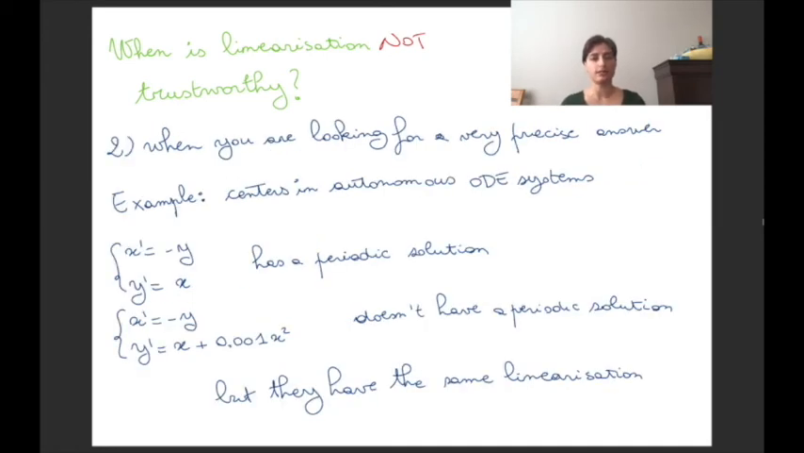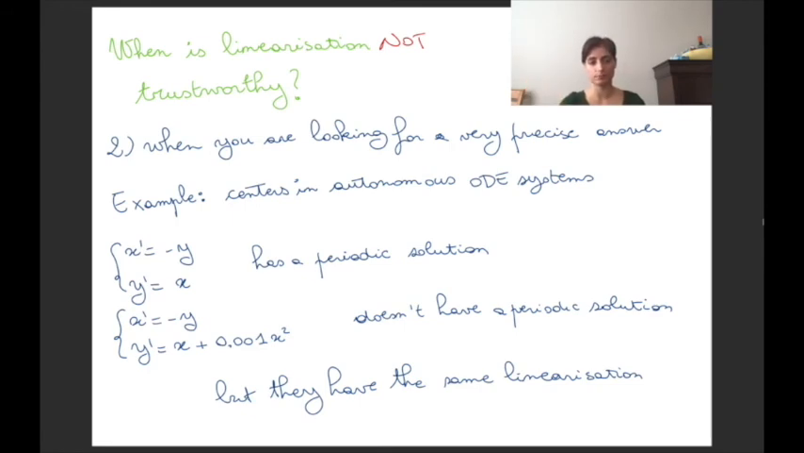What is another case in which linearizations are not trustworthy? When we're looking for very precise answers. That might be a bit confusing, so let's make a precise example that we have seen in our course up to now: centers in autonomous ODE systems. We have studied how we can take autonomous 2D ODE systems and study their equilibria by studying the linearization next to the equilibria. And I've always been fairly careful pointing out that that is a study of the linearization of the ODE.